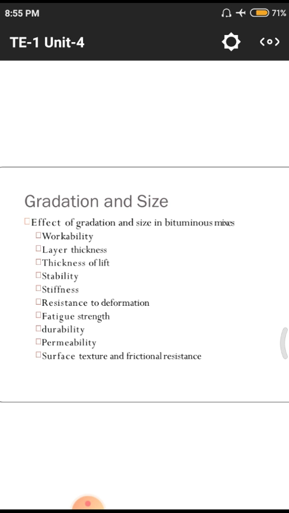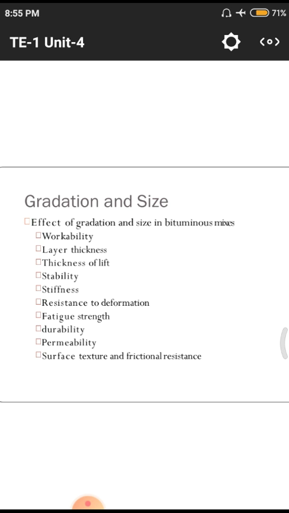Next one is stiffness. This stiffness also has some importance. Why? Because if the material is very stiff, it will give a huge amount of strength. If the stiffness is very low, it will give reduced strength. Resistance to deformation is also very important. Deformation means change of its volume by application of external load.